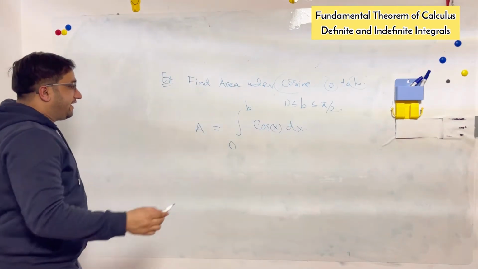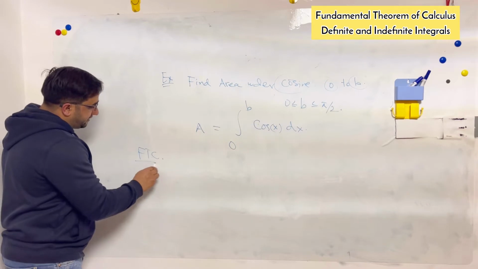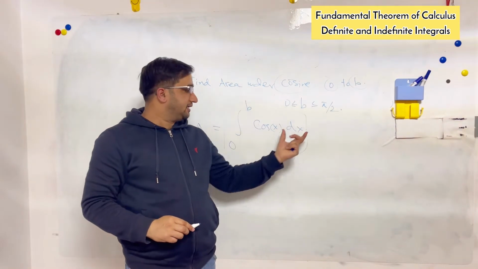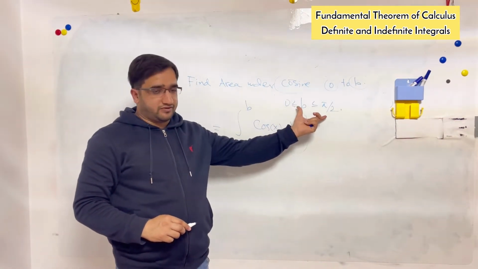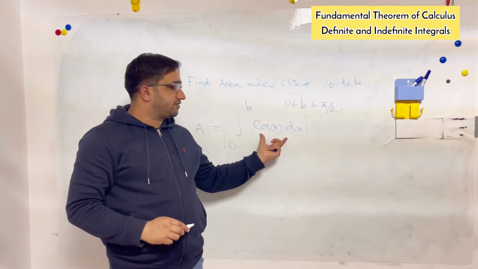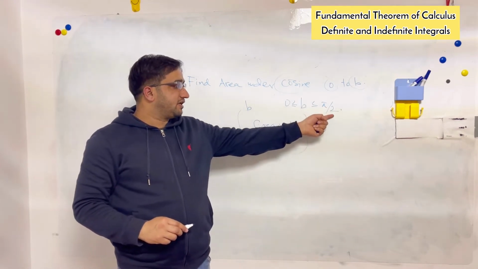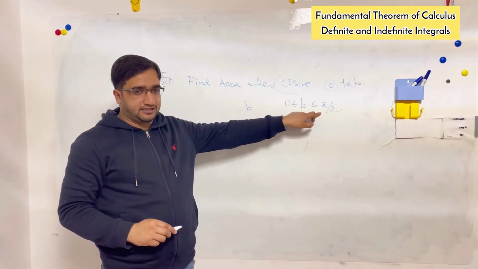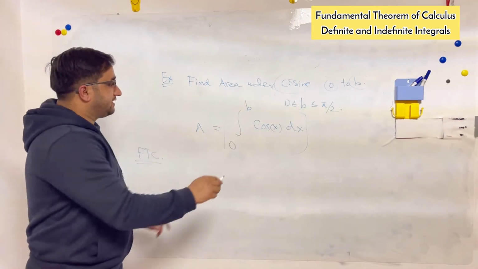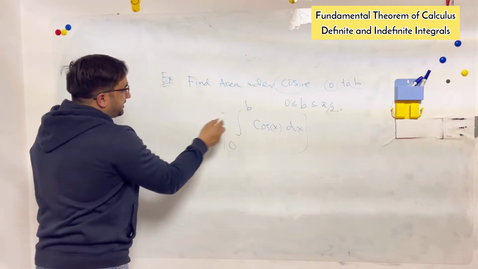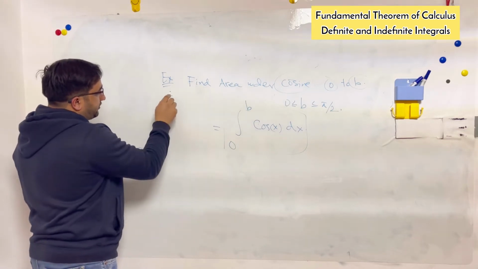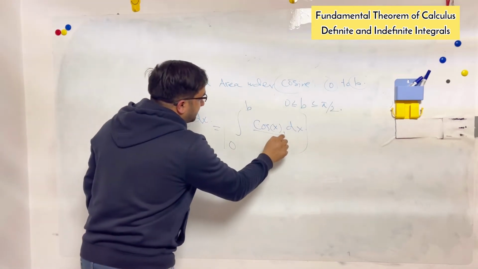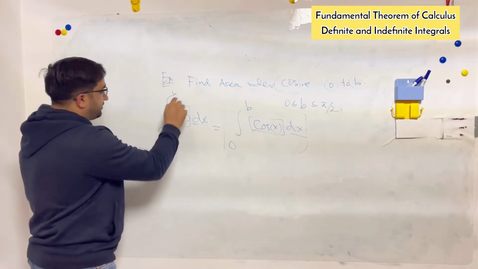Now the FTC says that you know that in this interval cos x is always valid. It has certain values. Cos of 0 is 1, and when you keep increasing the values up to pi by 2, the values exist. So this function is continuous on this interval, no problem. If you compare this to the formula, integral from a to b of f of x dx, then f of x is cos x, dx is the same, a is 0, and b is the same.